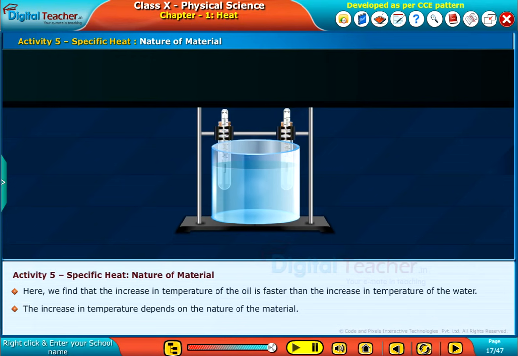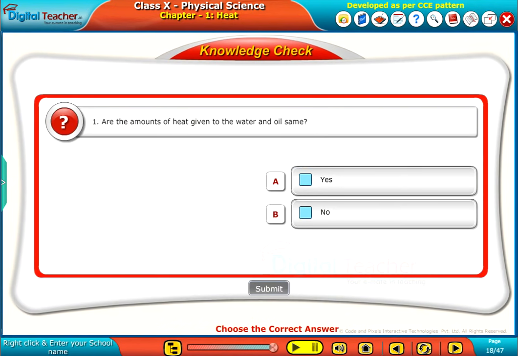Let us perform another activity to learn more about the specific heat. Knowledge check. Attempt the following question to check your understanding.